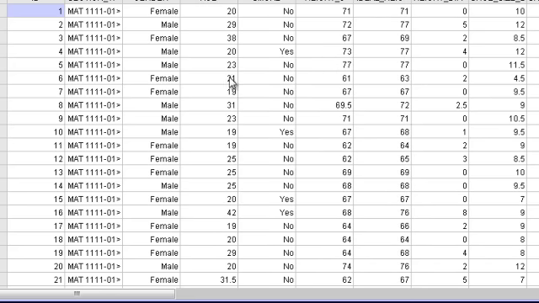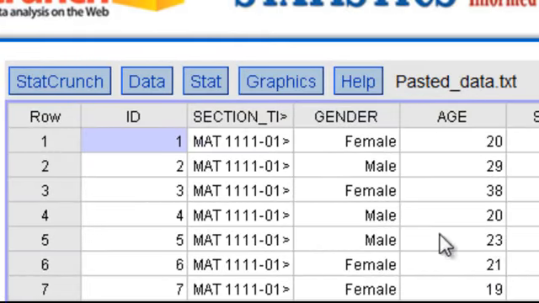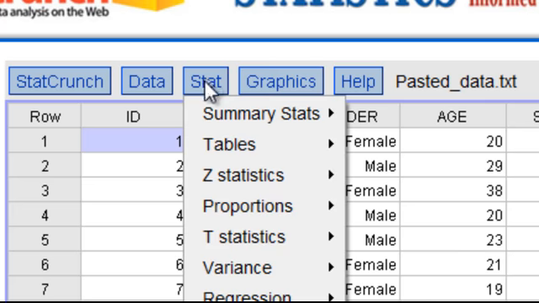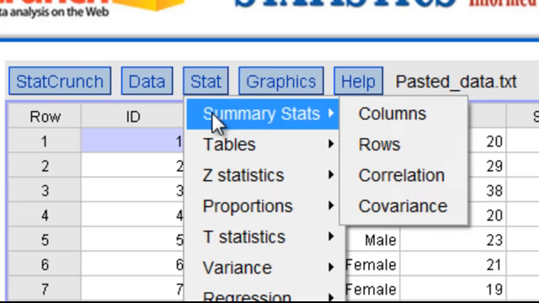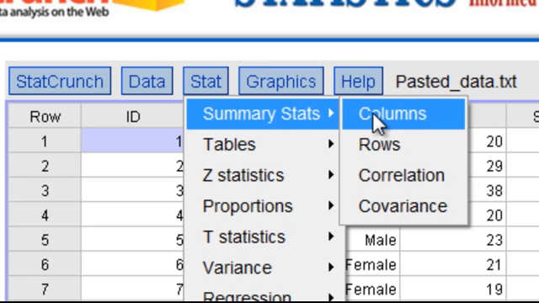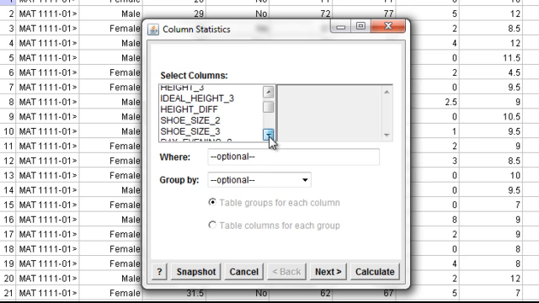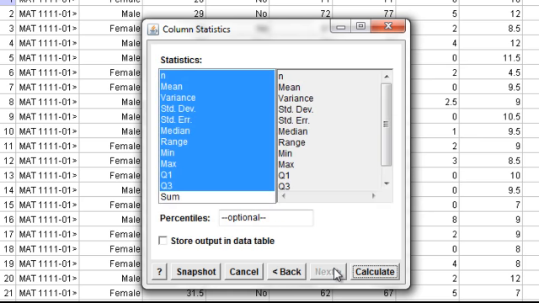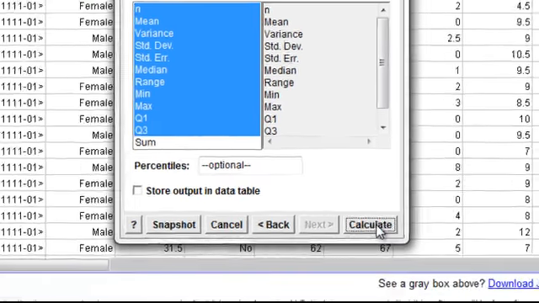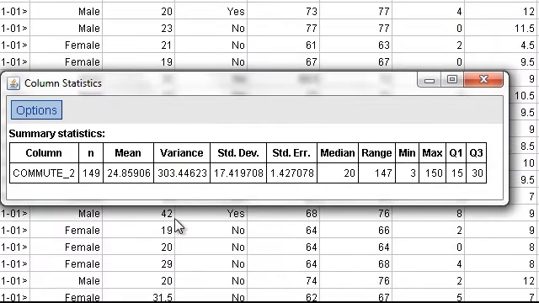Now, let's look at how we can find the measures of central tendency. The way we do that is we go to Stat, Summary Stats, and we do Columns. Okay, so let's look at commute time. We select it, hit Next. Now, it's fine if we just leave all these and we hit Calculate. And we see that for the variable commute, there were 149 students.